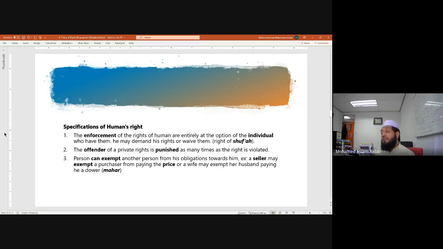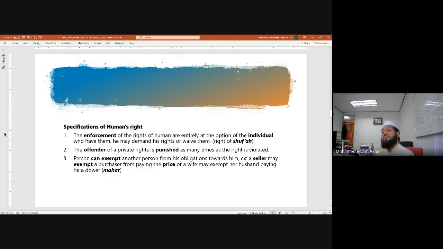The offender of private rights is punished as many times as the right is violated. See here the difference between the previous one and this one. Previously we talked about being punished once. Of course, Allah will punish him entirely in the hereafter, once. But this one we talk about is the life here in this world. Every time someone offends, he has to be punished. Every time someone cheats, does a wrong transaction, or doesn't pay back, every time they do that, they have to be punished.